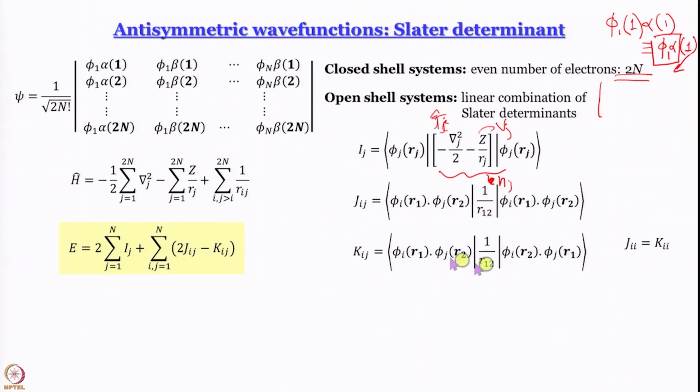Last we get another integral that we are encountering for the first time, it is phi i of R1 multiplied by phi j of R2, so far so good, 1 by R12, then we get phi i of R2 phi j of R1, the labels have been interchanged, right.